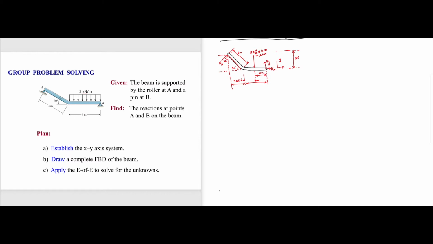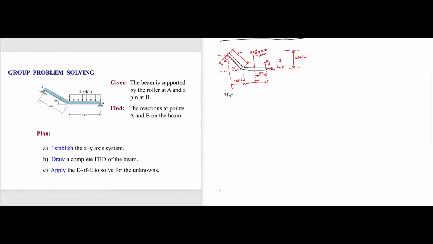So that is the given problem, right? 3 sine 30. Now we have to apply equations of equilibrium because we have to solve for Ax, Ay, Bx, By and NA. We have to solve for that. So let's apply sigma Fx equal to 0.